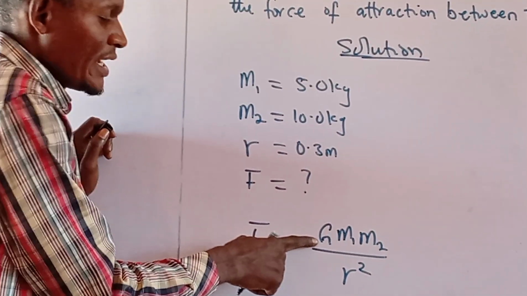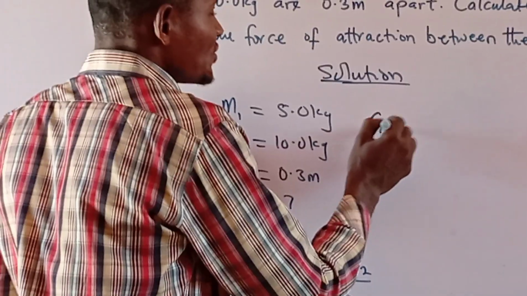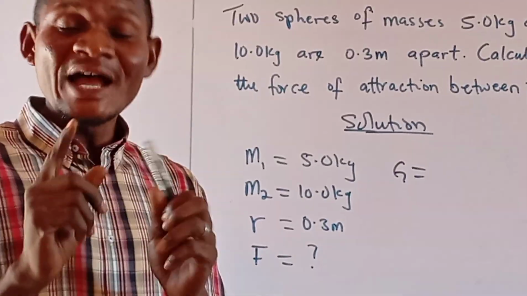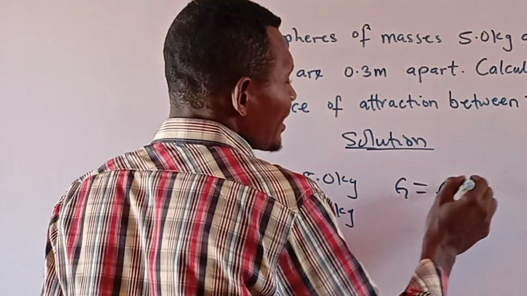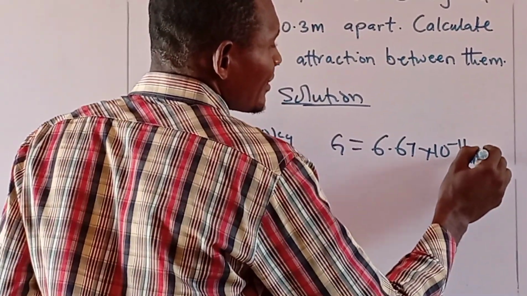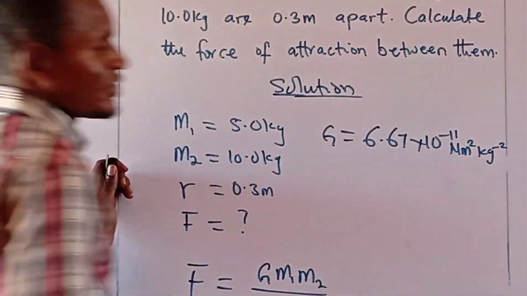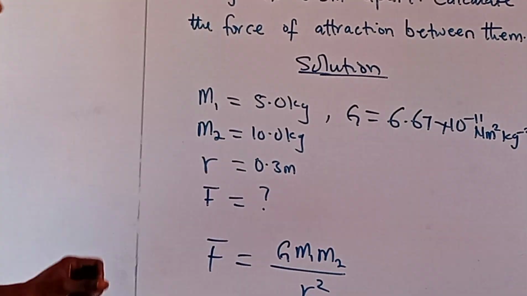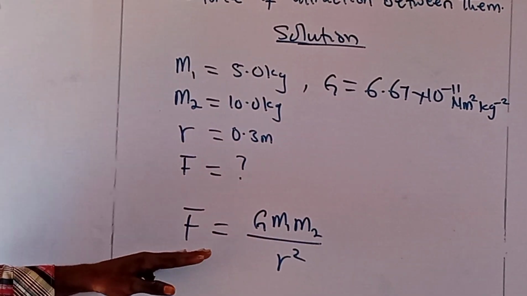Understand that this G is the universal gravitational constant, and its value is not given in the question, but it's a constant, so it's expected of my student to know the constant. So the constant is 6.67 times 10 to the power minus 11 Newton square meter per square kilogram. So that is the value of the universal gravitational constant. Now we are going to substitute these values into this formula in order to obtain the force required.